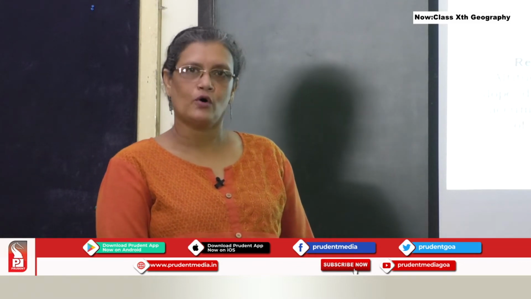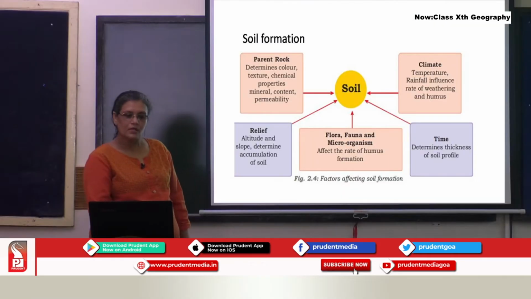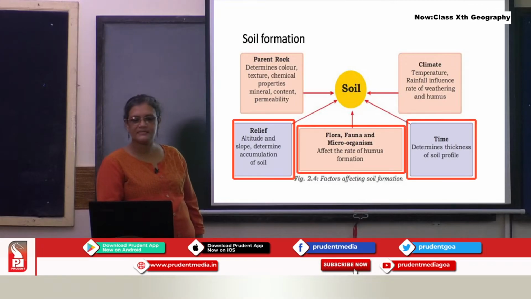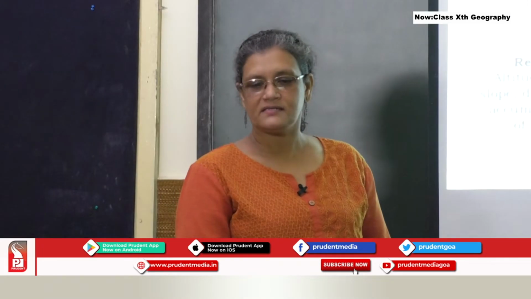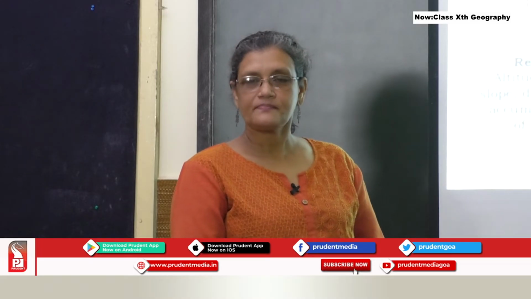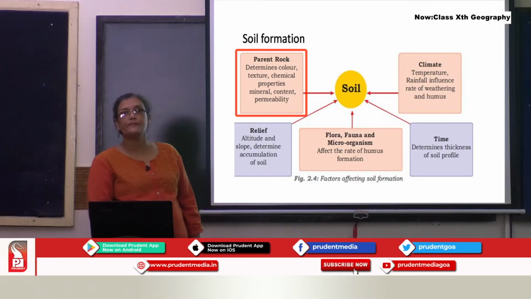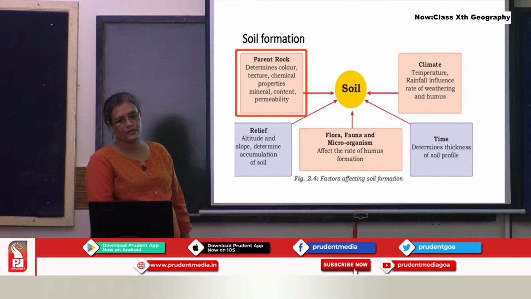How is soil formed? This is an internal factor that contributes to the kind of soil, while these are external. Why is this an internal factor? Because the soil is basically a product of the kind of parent rock, which will determine its color, texture, chemical properties, mineral content, and the permeability of the soil.